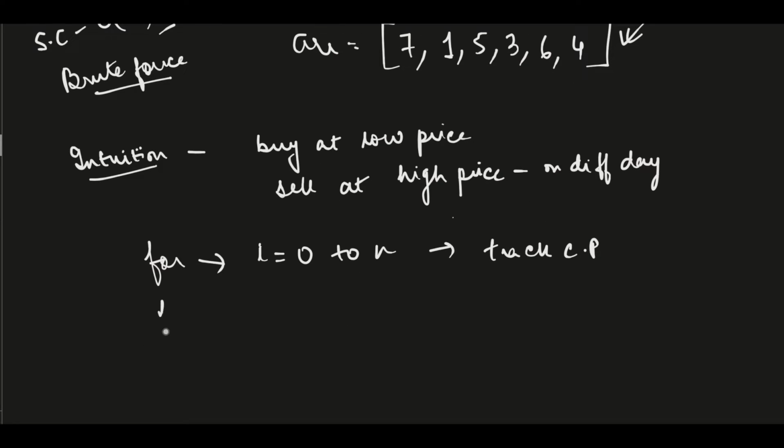And then we can have another loop, the inner loop. This is the outer loop, this is the inner loop. And this, we can maybe start from j equal to 1 to again till the end. In this, we are going to track the selling price. So how will it be?